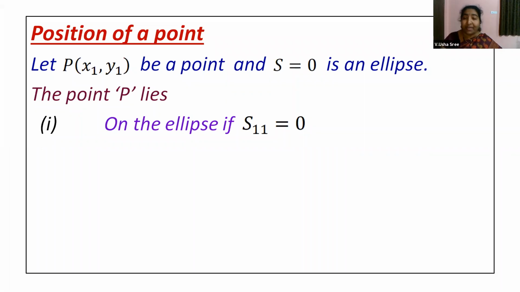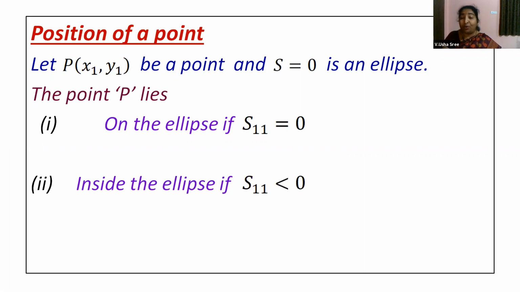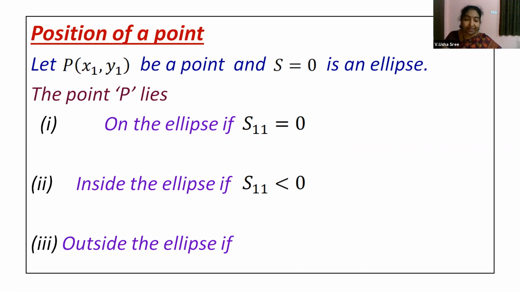S11 is nothing but x1 square by a square plus y1 square by b square minus 1. Now, if that value is equal to 0, then the point will be on the ellipse. If the value is less than 0, then it will be inside the ellipse. And if S11 is greater than 0, the point will be outside the ellipse.